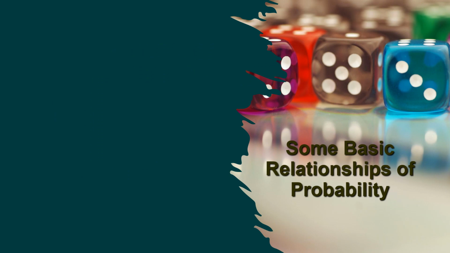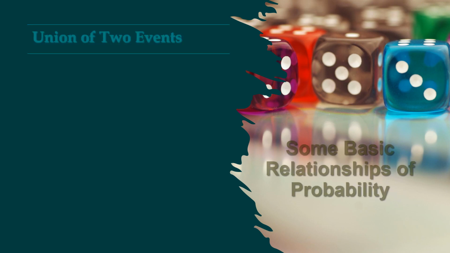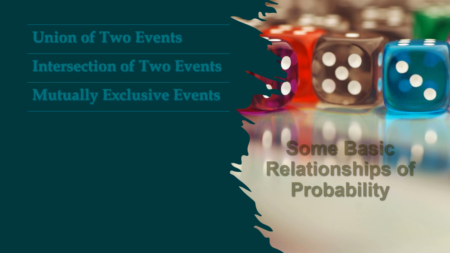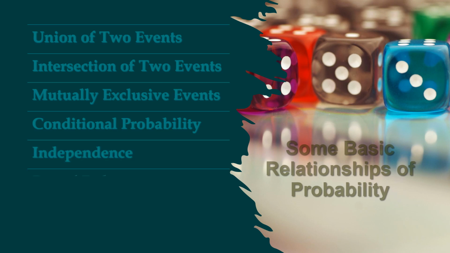To understand the counting rules, we need to know that there are some basic probability relationships that can be used to compute the probability of an event without knowledge of all the sample point probabilities. Like, for example, the union of two events, intersection of two events, mutually exclusive events, conditional probability, independence, and the Bayes rule.